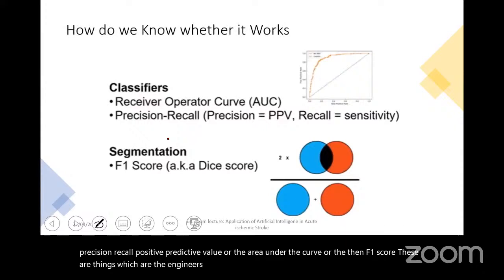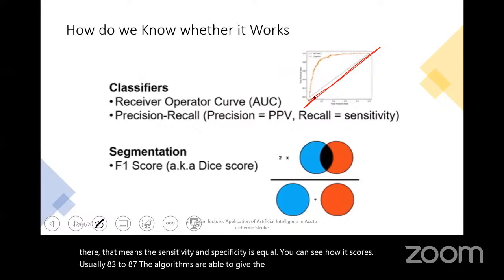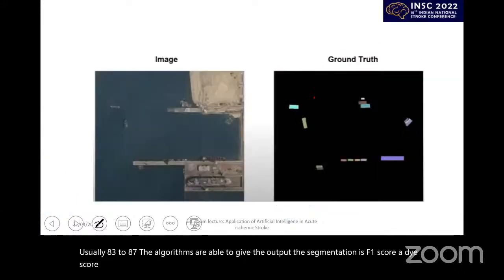These are the receiver operating curve. If the value is one, that means the sensitivity and specificity are equal. You can see how it scores. Usually 83 to 87% the algorithms are able to give the output. For segmentation, the F1 score is the Dice score. That depends on the overlap of the images.